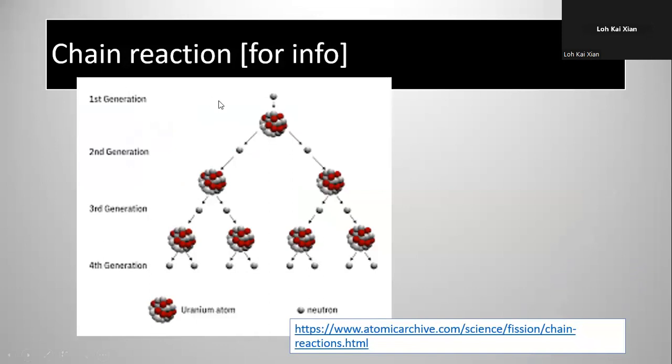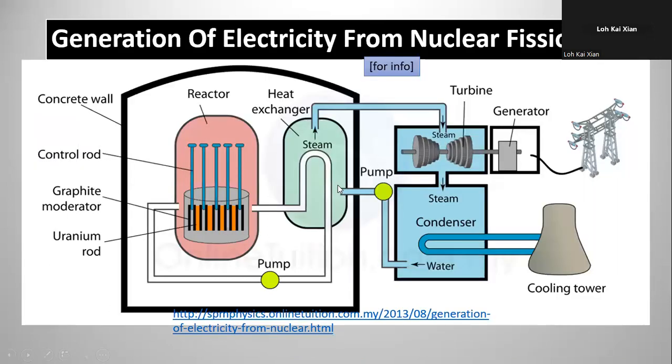This is called a chain reaction. One neutron collides with the unstable nucleus and produces neutrons, and those neutrons hit other nuclei, producing more neutrons. This continues on, and a lot of energy is produced. If you don't control it, it will be an explosion. So a nuclear reactor that produces electricity is controlled. You control it in the reactor, then it produces steam, and then it generates electricity.